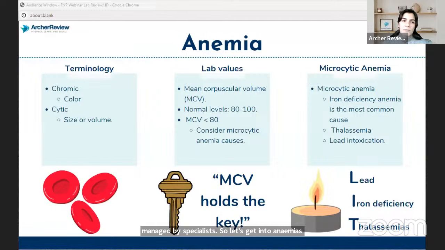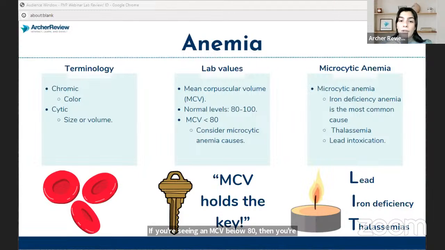Some terminology: chromic refers to that color, cytic refers to that size and volume. Your MCV, you're probably really familiar with. If you're not, you want to get familiar with it, because MCV holds the key. I like that saying. But your MCV, you want to know your normal values and what happens when you have a low MCV or a high MCV, right? So low MCV is below 80, and your normal value is between 80 to 100. You're going to get really comfortable with that. If you're seeing an MCV below 80, then you're seeing a microcytic anemia, right?